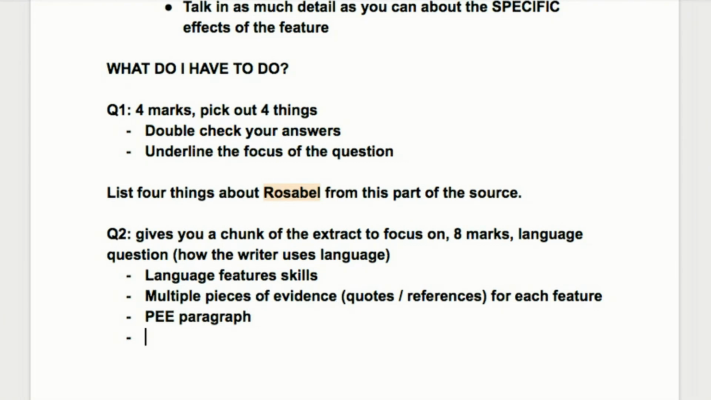So probably aim for 2 to 3 paragraphs. And you want to be writing PEE paragraphs. So 2 to 3 main features that are really important, that are quite complex, that you can talk about in detail. In the extract they give you, there will be way more features than that, but they don't mark you on the number of features you can find. They mark you on the level of detail, the thing about the effects, the explanation of effects. That's the thing that is really important and boosts your grade. So you want to talk about not so many features in lots of detail rather than lots of features quickly, if that makes sense.